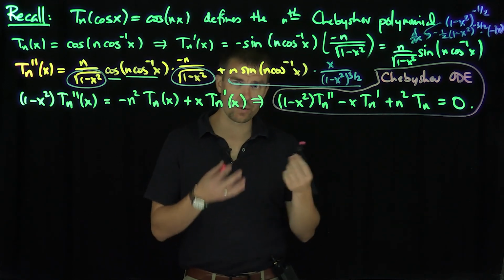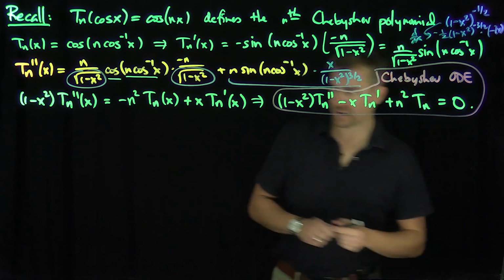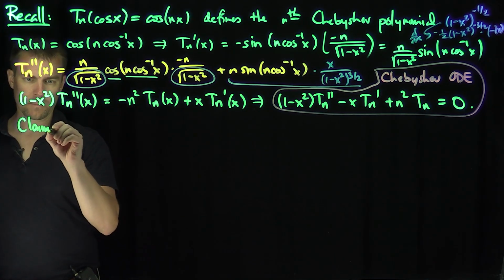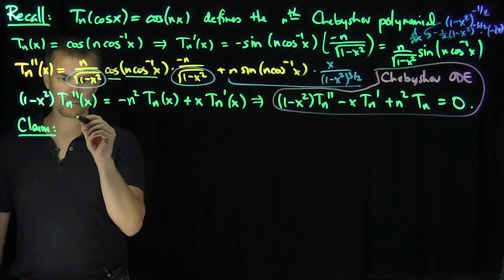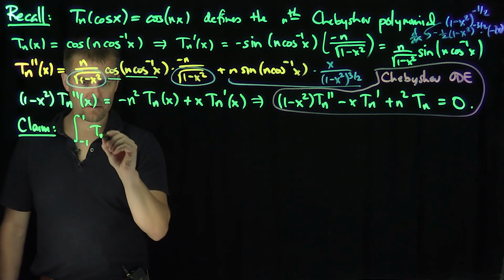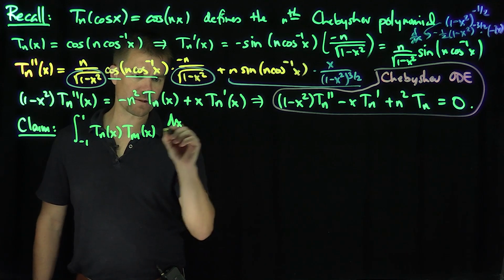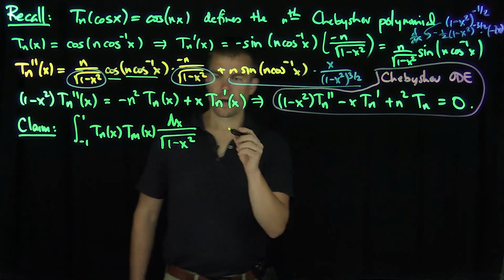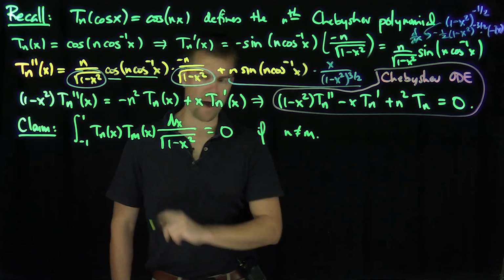And now an interesting consequence, and this follows from the general Sturm-Liouville theory of ODEs, is that I get orthogonality between two of these different things if I have the right choice of weight. So here's what we're going to consider. The claim is that if we integrate from negative 1 to 1, Tn of x times Tm of x with respect to the weight 1 over the square root of 1 minus x squared, I will get 0 if n is not equal to m, right?